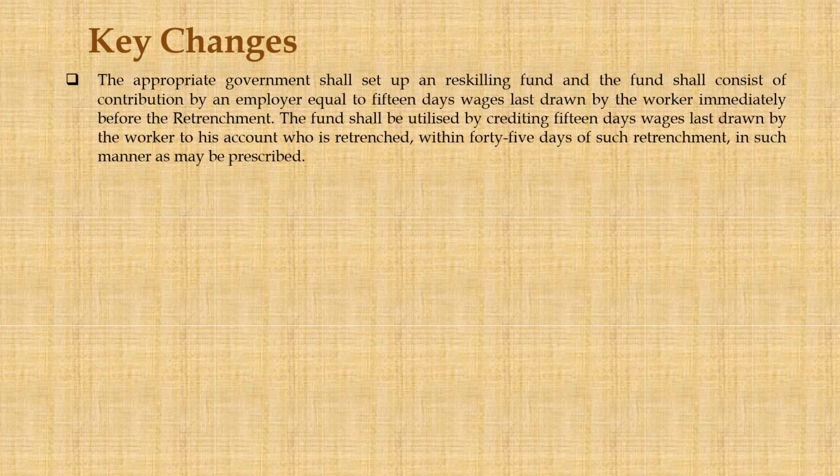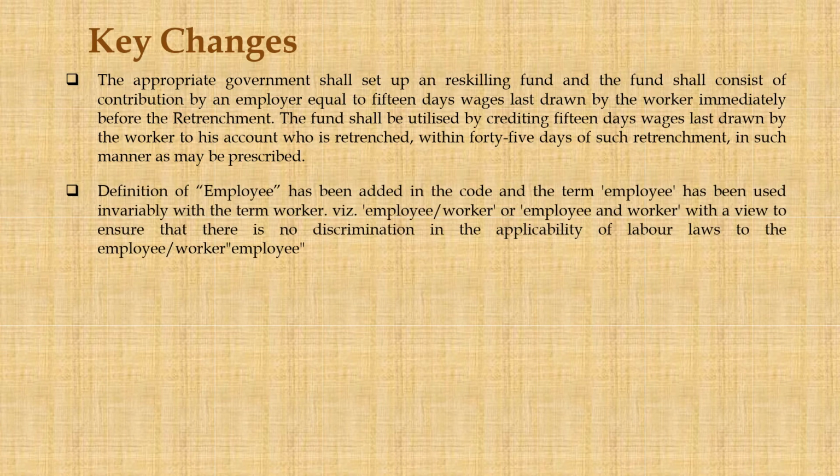Some more changes in the code is that the appropriate government shall set up a reskilling fund, and the fund shall consist of a contribution by the employer equal to 15 days wages last drawn by the workers immediately before the retrenchment. The fund shall be utilized by crediting 15 days wages last drawn by the worker to his account, who is retrenched, within 45 days of such retrenchment in such manner as may be prescribed.